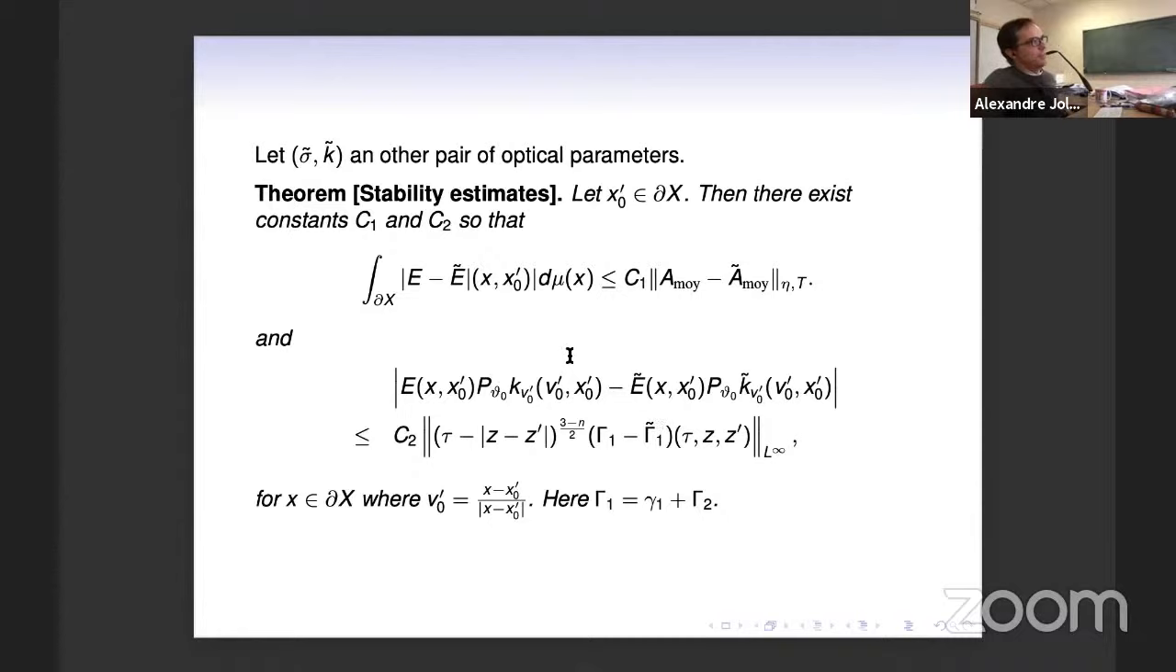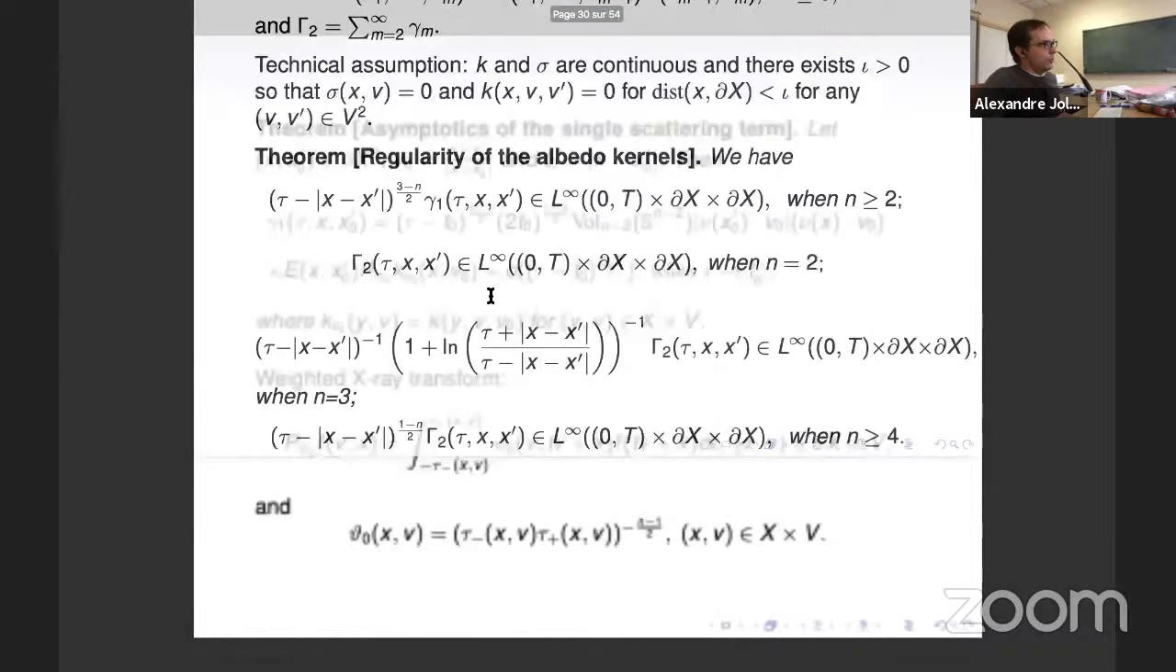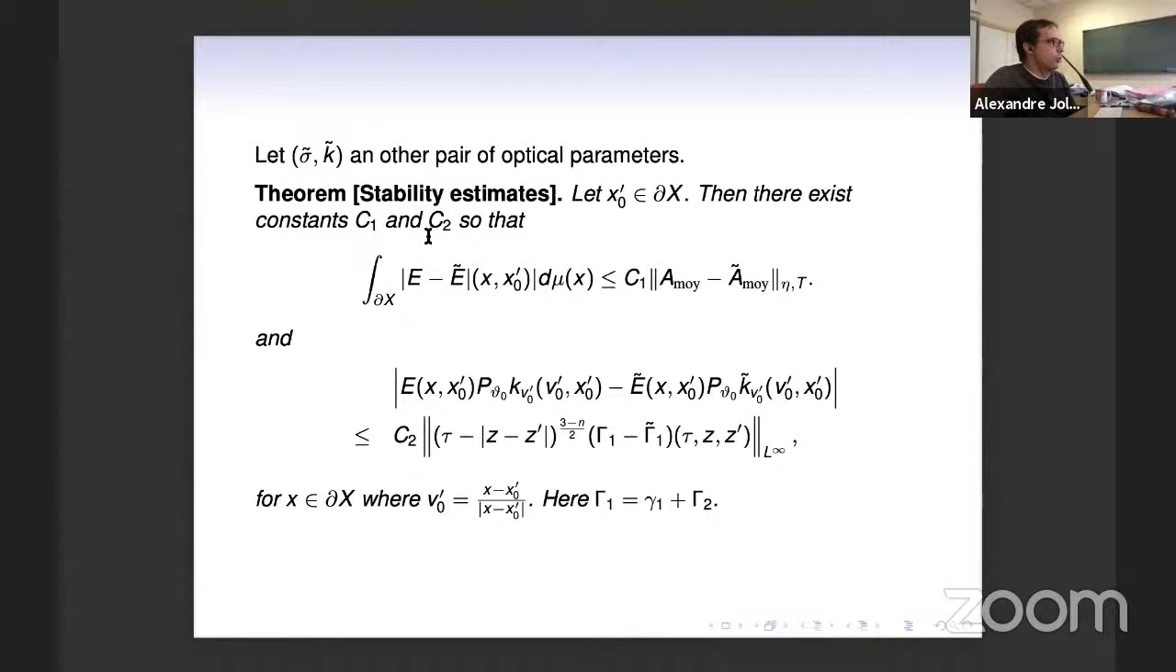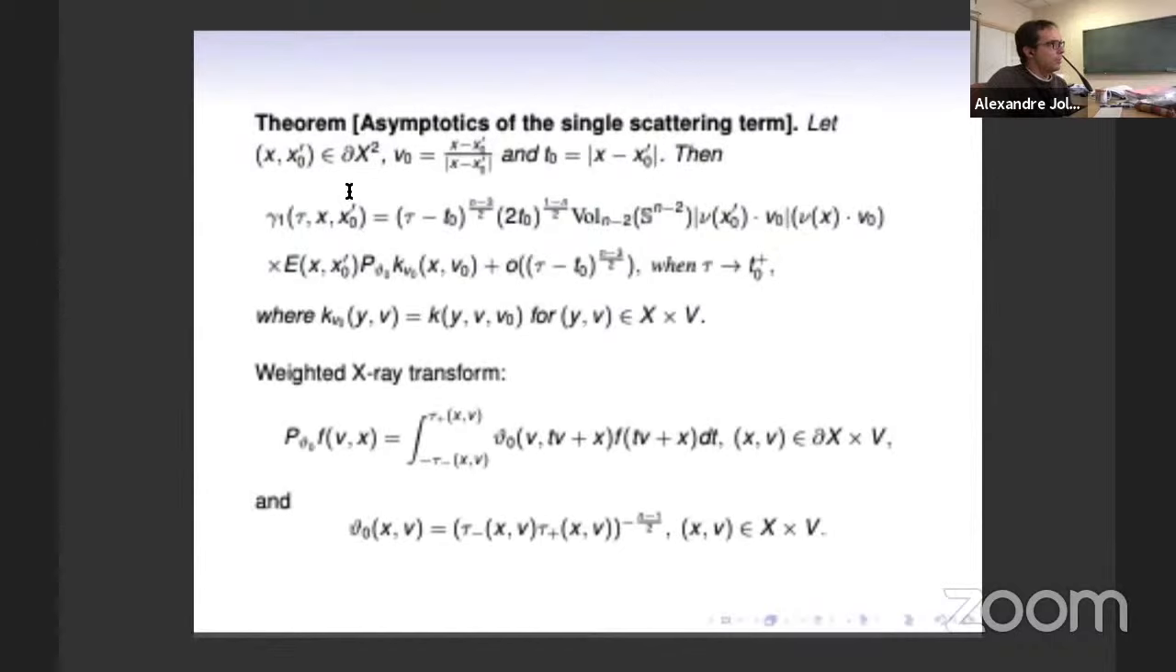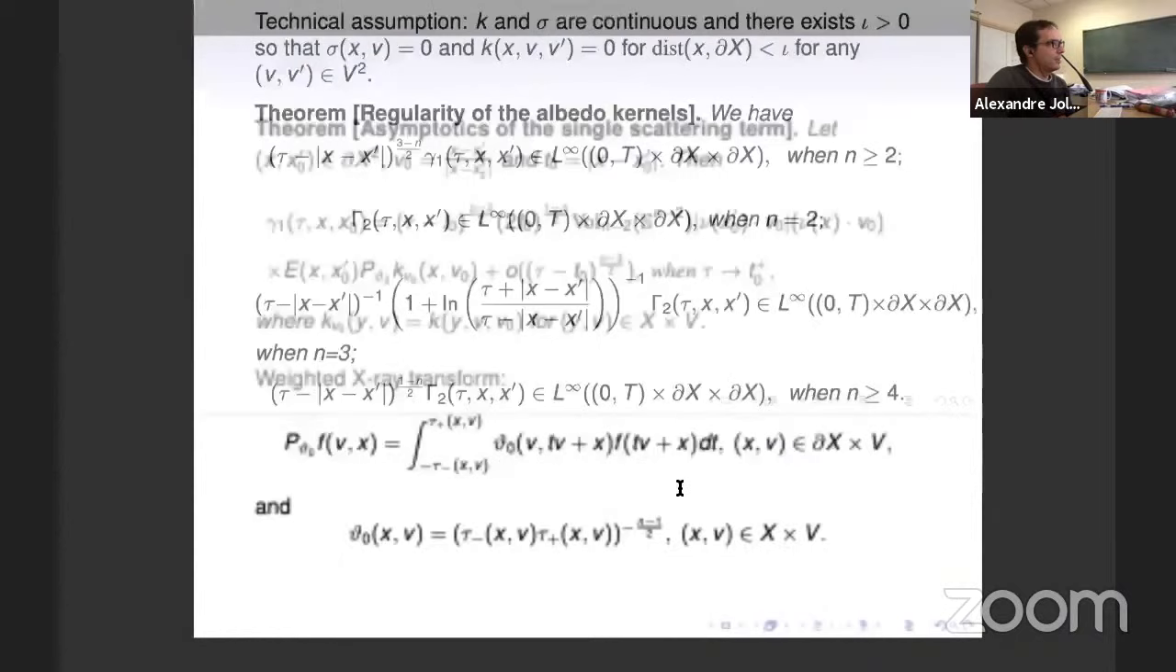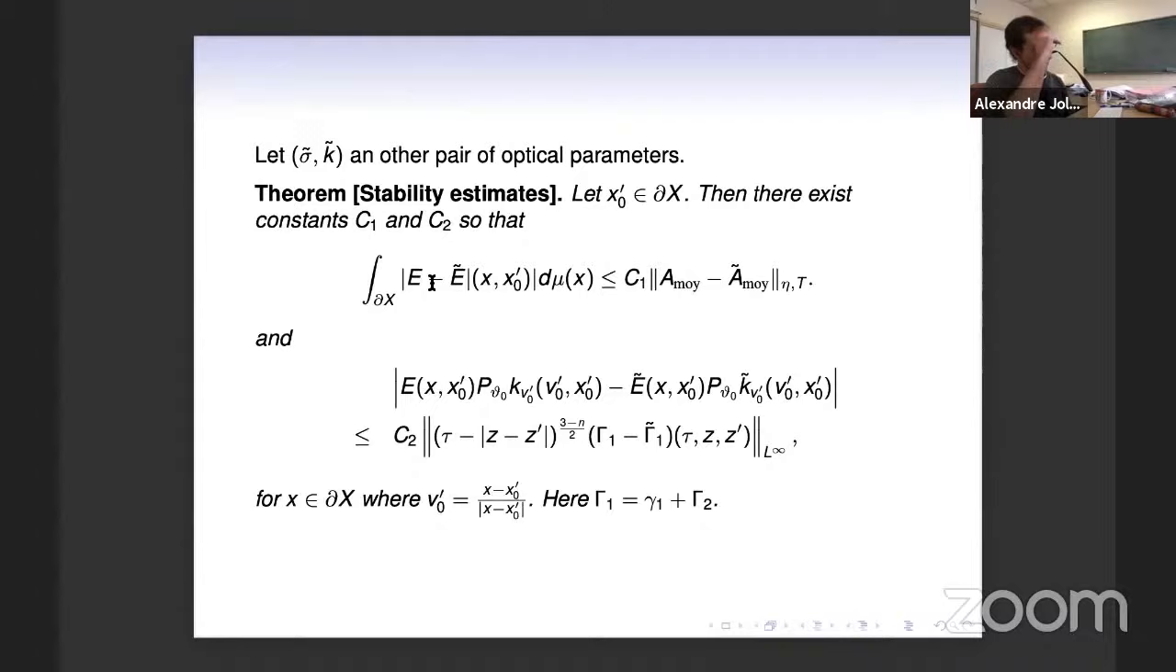Just before I show you these particular cases, let me show you some very first stability estimates. The stability estimates that you have from this analysis is given right here. You have some L infinity L1 norm of the X-ray exponential of minus the X-ray transform of sigma, bounded by the operator norm of our measurement operator.